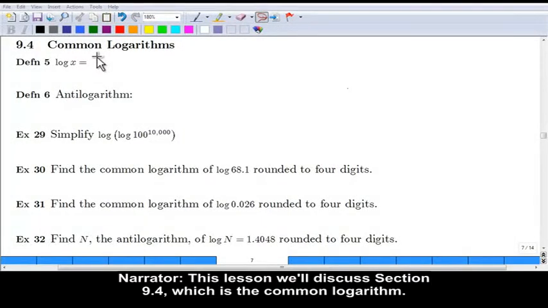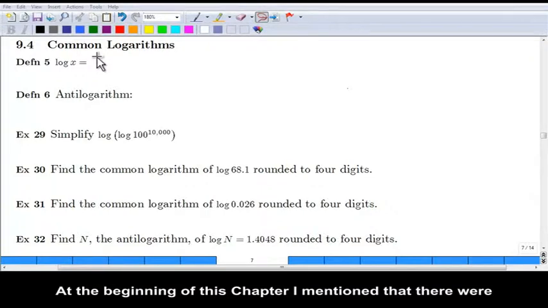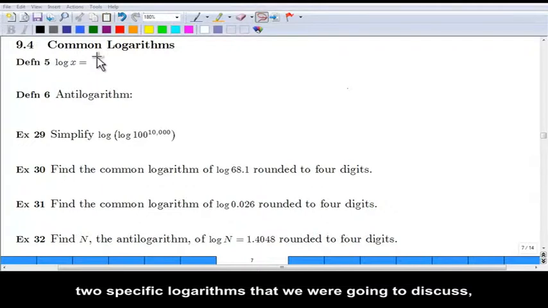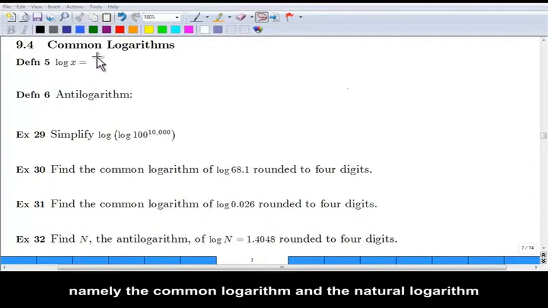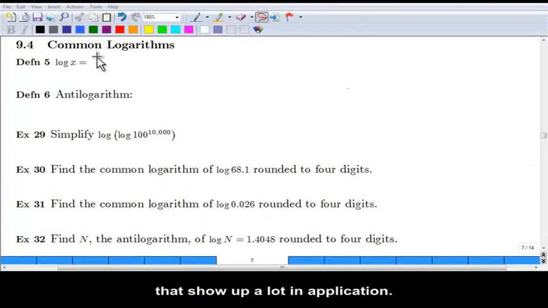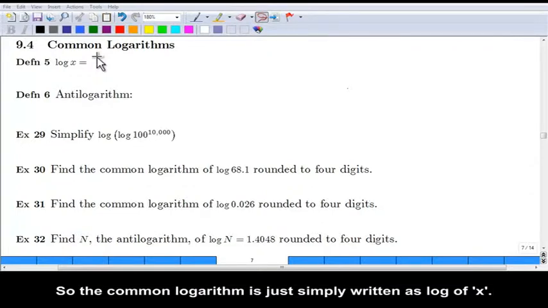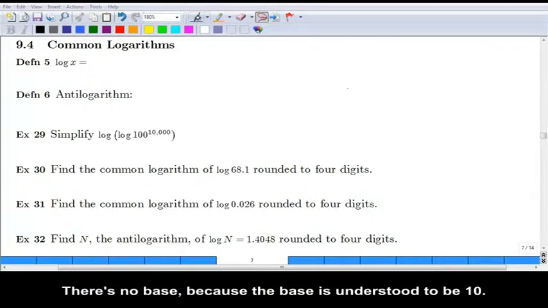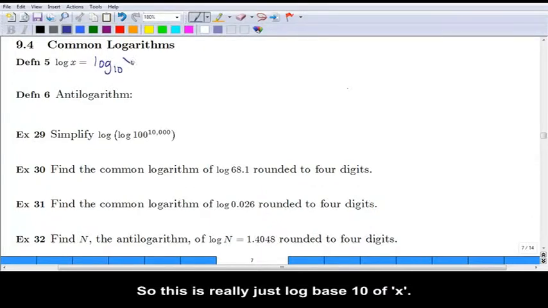This lesson will discuss section 9.4, which is the common logarithm. At the beginning of this chapter, I mentioned that there were two specific logarithms that we were going to discuss, namely the common logarithm and the natural logarithm, that show up a lot in application. So the common logarithm is just simply written as log of x. There's no base because the base is understood to be 10. So this is really just log base 10 of x.